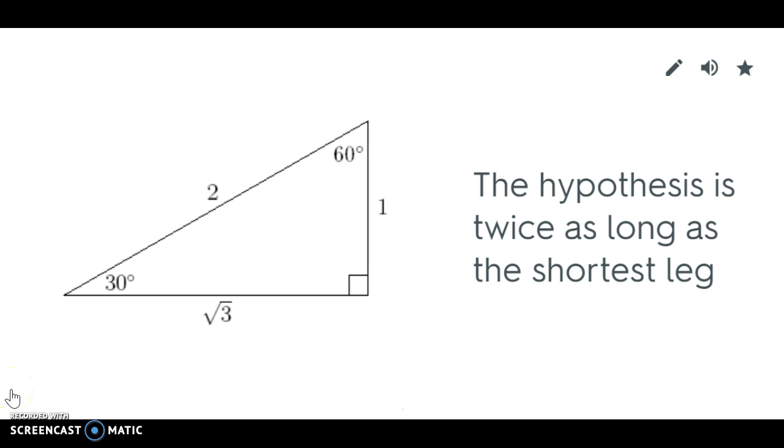Alright, so again, it may not make sense, but once we start doing some problems, you will understand it better.